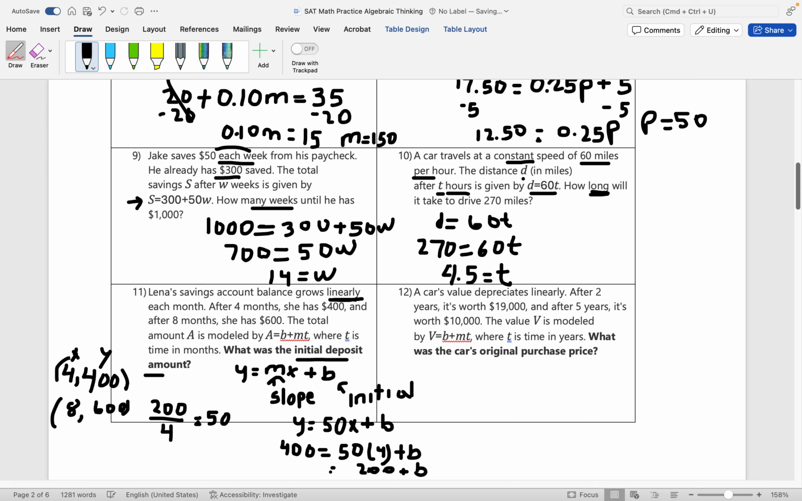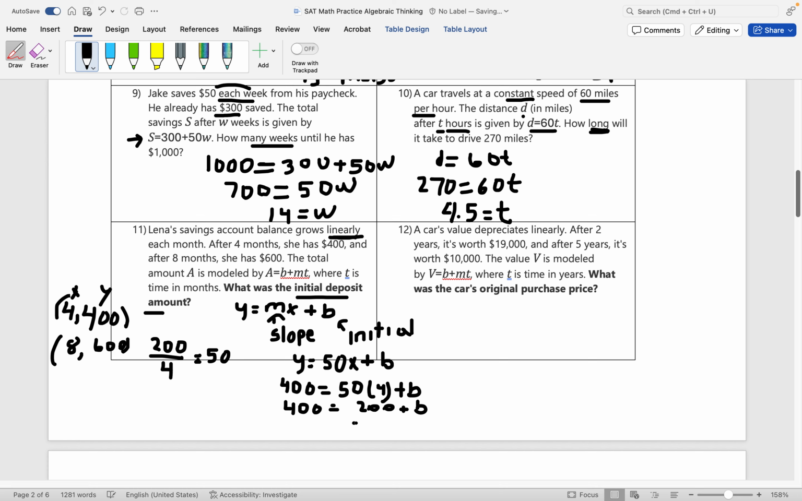Now this is a one-step equation. In order to solve for B, I have to get rid of that 200, which is being added. So if I subtract the 200 from this side and also from this side, I get that B equals 200. So B is equal to 200, and B is the initial deposit. So the answer to question 11 is $200, the initial deposit, or the initial amount.